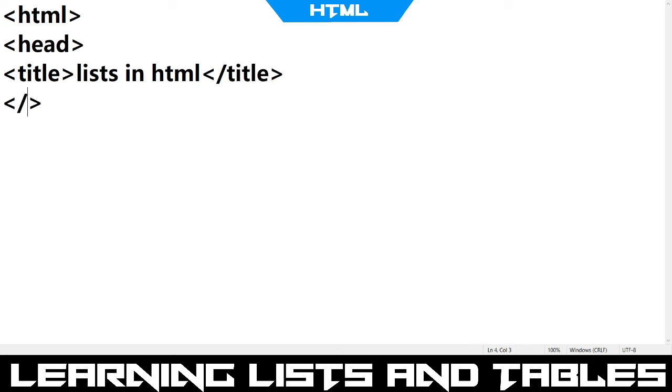Then the work of the head part is complete. We have mentioned the title. Now the next part of your web page is the body part. Write down body. Now two things here we have. We can even mention the attribute here: bgcolor equal to, suppose you want red, blue, green, whichever color you want, you can mention, or you can place it in hexadecimal code also.